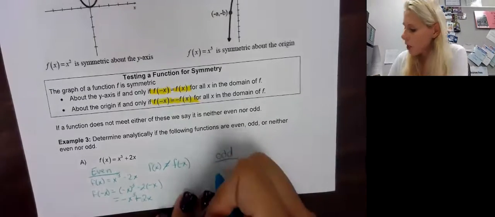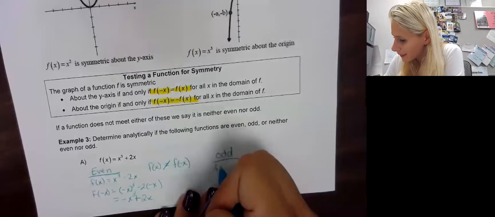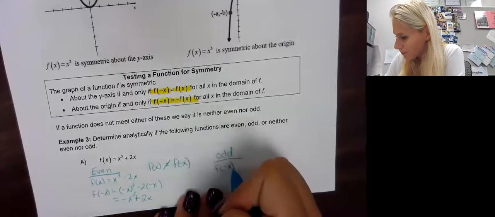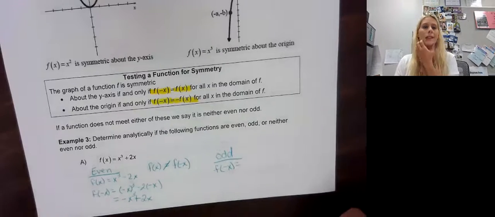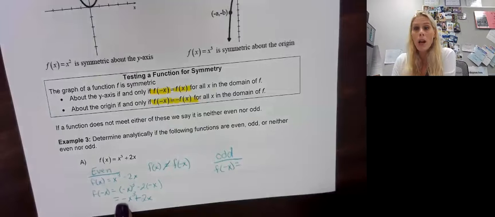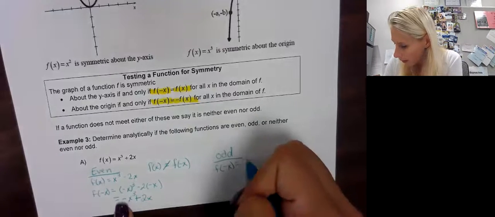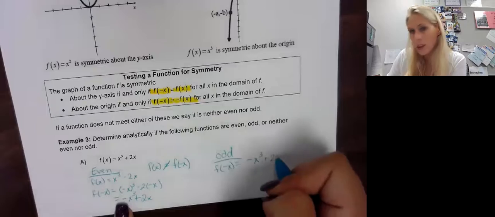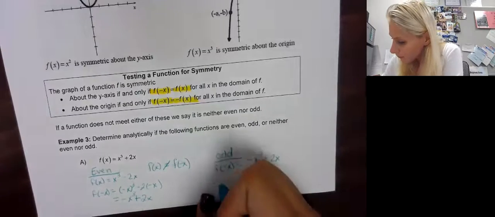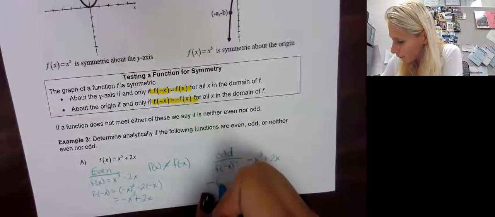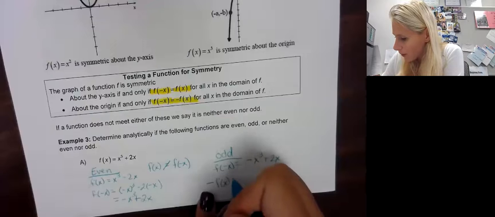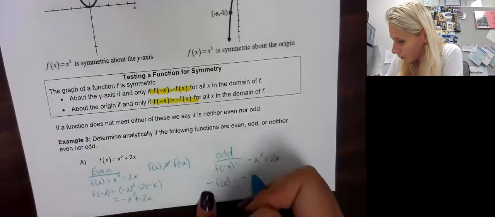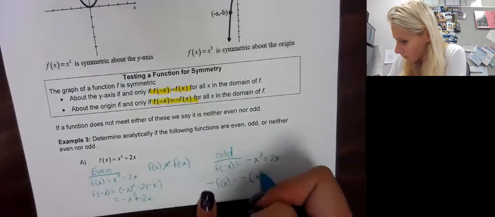So the first thing we're going to do is f of negative x. The reason why I'm doing f of negative x first in this case is because we already have it. It's right here. So I'm just going to transfer that over. Now I'm going to do negative of f of x. So that is just sticking a negative out front of the whole function.